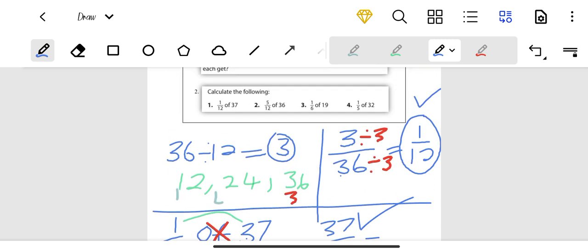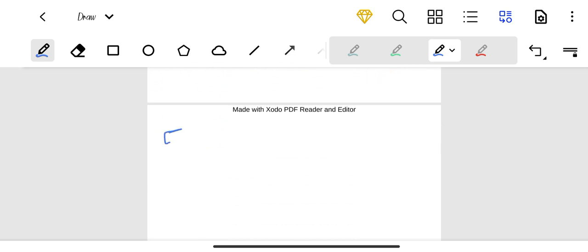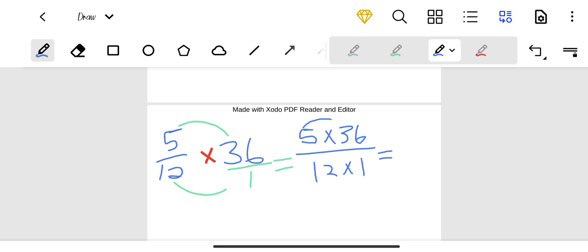The next one is 5 over 12 of 36. So it's 5 out of 12. Where there is "of", we multiply by 36. What do we do? Divide by 1. So we're going to say 5 multiplied by 36 out of 12 multiplied by 1. What is 5 multiplied by 36? We can say 5 by 3, which is going to be 15, and 5 by 6, which is going to be 30.